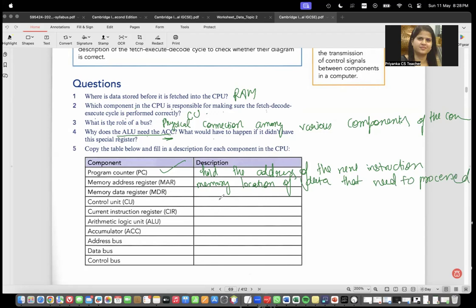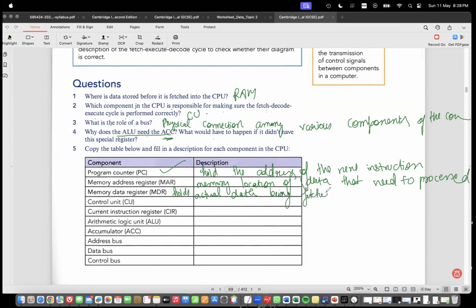Memory data register, it holds the actual data being fetched from or written to memory. So obviously you are fetching the instruction from the RAM, plus once all the calculation is done, then you will send back this final result to the main memory. So that's why the register holds the actual data being fetched from or written to memory.